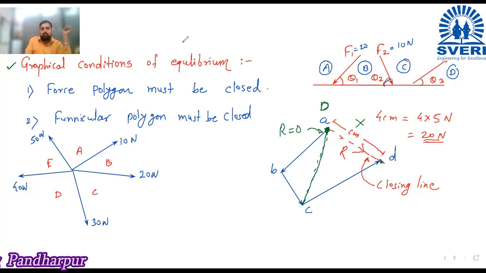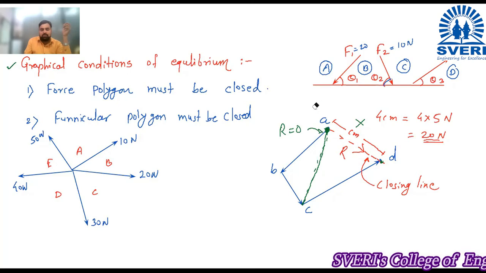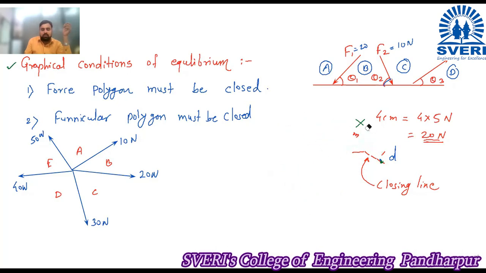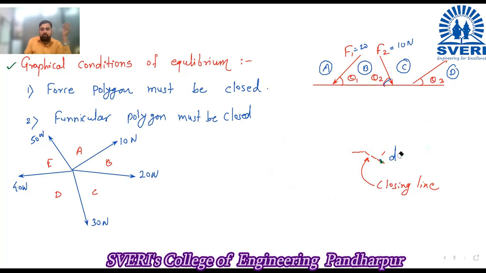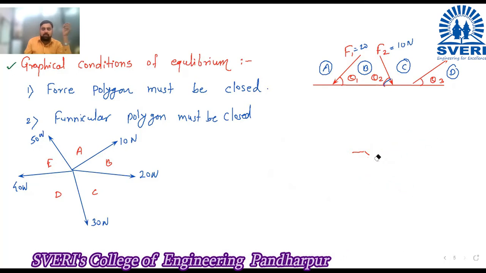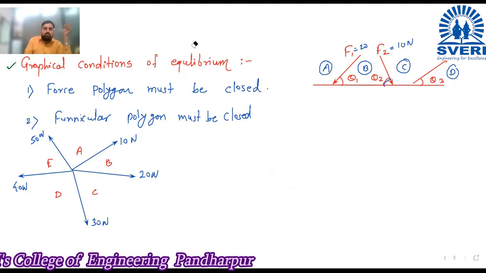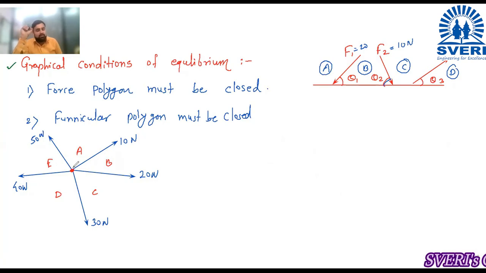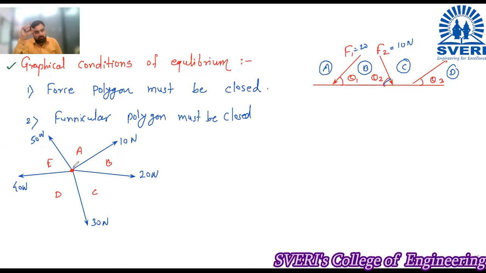Now I will draw the diagram. Whatever I have shown you here, a similar diagram I will draw. First I will erase this diagram, and then I will show you the same diagram for what the funicular polygon is. Just now I have shown you the force polygon. Similarly, we will see the funicular polygon. Suppose this is my one point O, where all the forces are meeting.